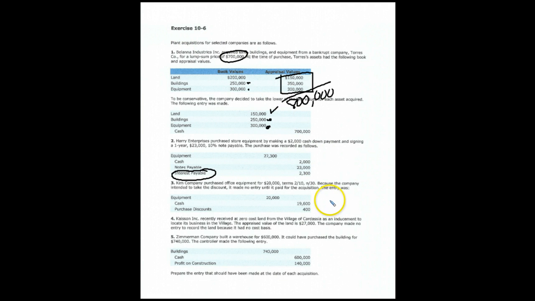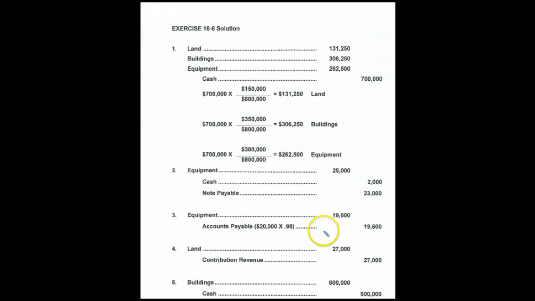The third one is that we actually have a discount. So the cost is $20,000. If we pay early, we'll get a discount. And they created some sort of purchase discount credit account. I don't know how they manage that, but we know that discounts reduce our cost, right? If we didn't take advantage of the discount, the cost is $20,000. But if we take advantage of the 2% discount, which is $400, that $400 should reduce our cost. So discounts reduce cost. And so we can see here that instead of $20,000, the real cost of the equipment is $19,600.